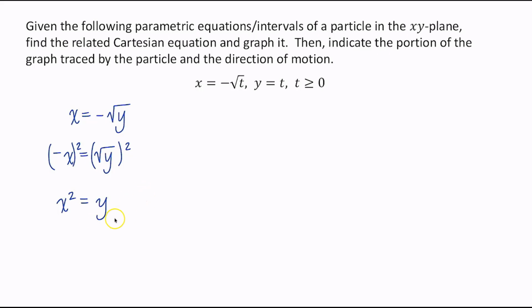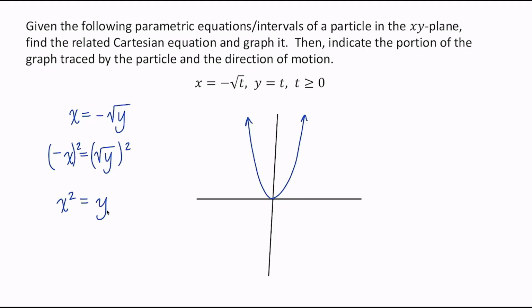y equals x squared is a full parabola. So here, if I were to graph this, y equals x squared, I would get this parabola with the vertex at the origin. So I'd get something like this. This is y is equal to x squared. But this doesn't take into account the fact that there is a restriction on the parameter t. T values had to be greater than or equal to 0.